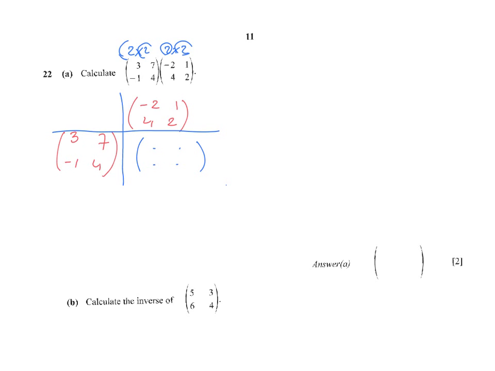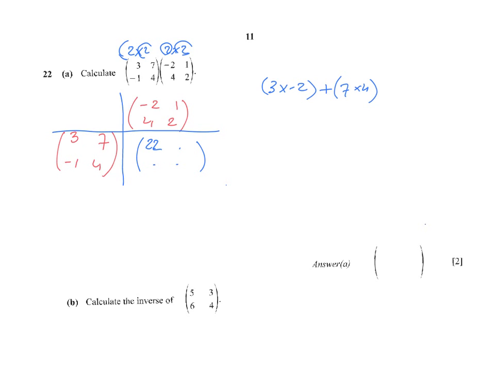So I hope you realize that. So that's why I can put those 4 dots there. And then this dot, this piece of information, is 3 times minus 2. So I'll write that here: 3 times minus 2 plus 7 times 4. So minus 6 plus 28. So that's going to be 22.